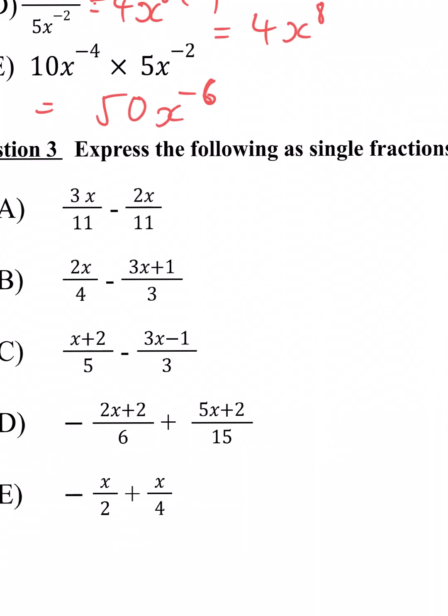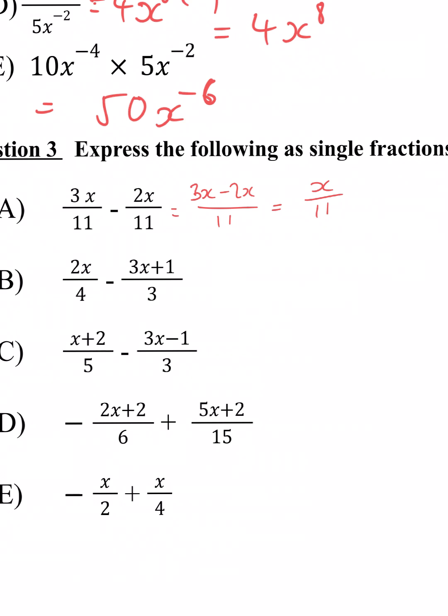First one, because we have 11 underneath on both of these fractions, we can add it straight up. It's going to be over 11, and it's 3x minus 2x, which comes out to just 1x or just x over 11. Easy. Next one.